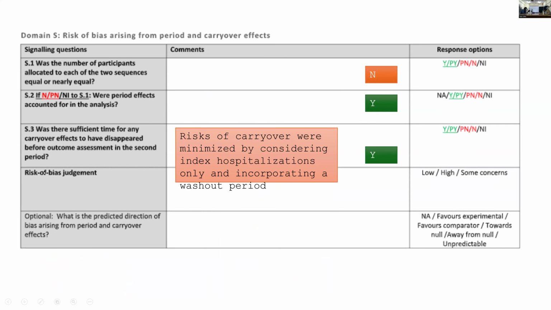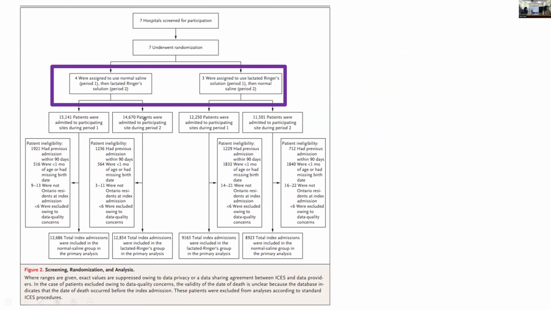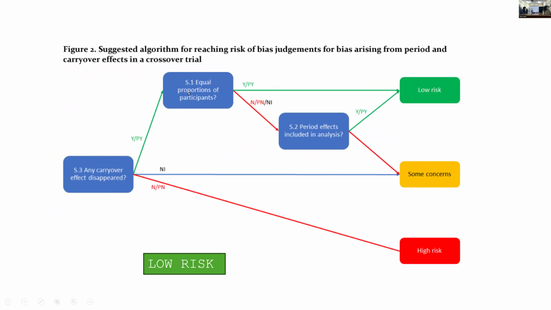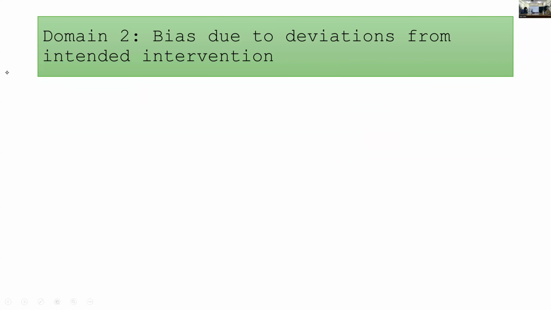But then in the analysis, we have looked for period effect. So I gave it a yes. Then, was there sufficient time for the carryover effect to disappear? Yes. They have given almost 3 weeks for the carryover effect to go. So because of this, I gave the overall thing as low risk. Now we go on to domain 2.